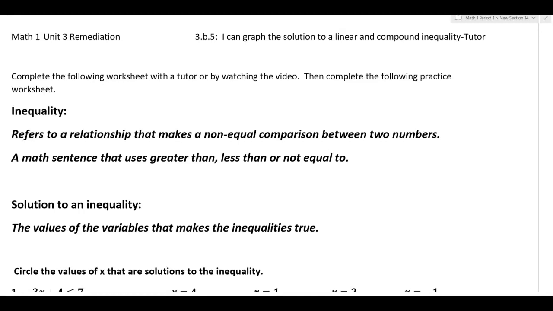So let's review real quick. What is an inequality? An inequality basically refers to a relationship that makes a non-equal comparison between two numbers. So in general, it's a math sentence that uses greater than, less than, or not equal to. So when we look at it, greater than would be this symbol, less than is that symbol, and if we use not equal to, it would be that symbol.